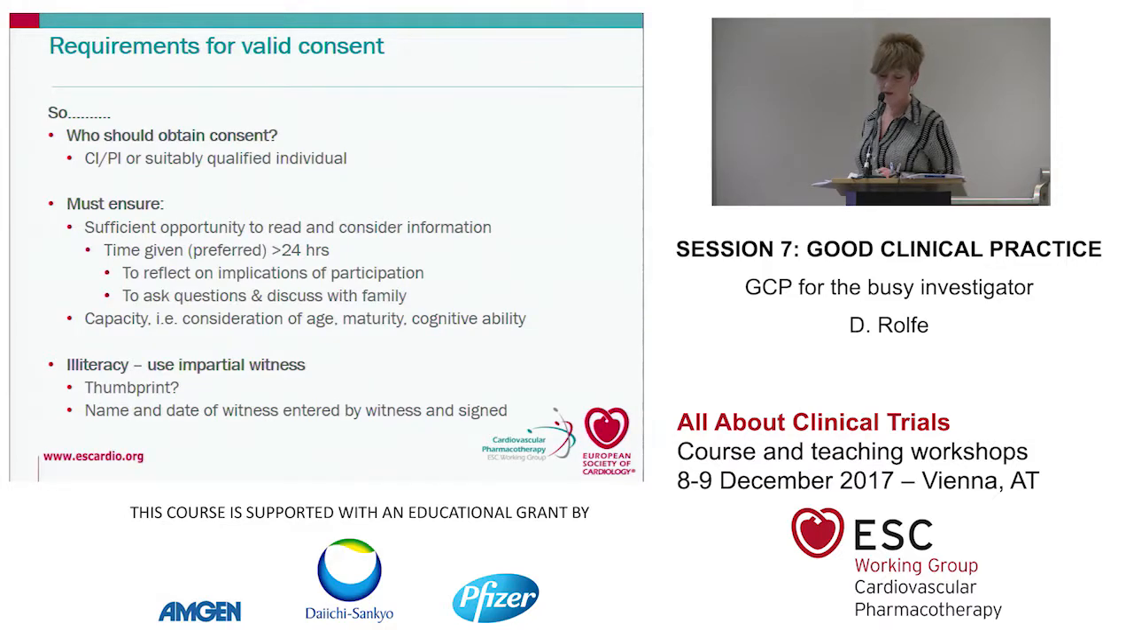You also have to consider the capacity. So the person that's taking the consent should also consider the participant's age, their maturity and their cognitive ability. In the case of illiterate people, you should consider the use perhaps of a thumbprint and a name and date of any witness, and it should be an impartial witness and not a member of the family. So the name and date of the witness should be entered by that witness and signed.